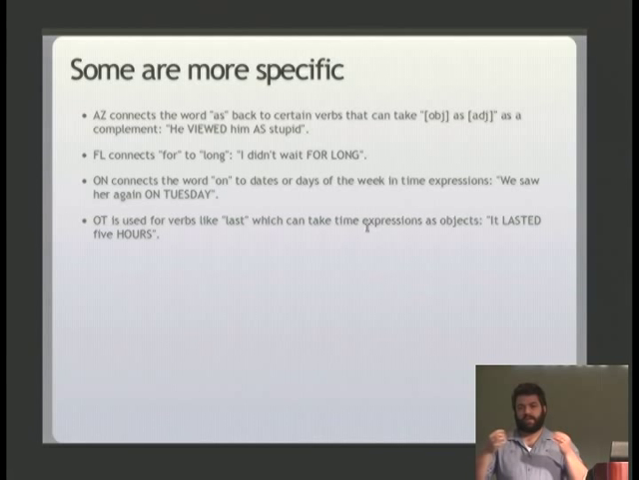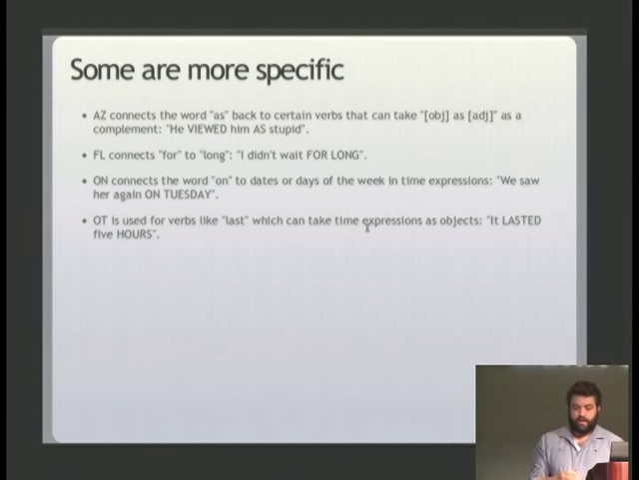Similarly, for long: I didn't wait for long. For and long go together in this idiomatic way that other words can't. It's not like you can say, oh, I didn't wait by long. That just doesn't work, it doesn't mean the same thing. Also, I pulled out a few. There's a bunch that deal with time expressions. There's all kinds of ways that time is talked about in an idiomatic way. Like on Tuesday, so on can connect to certain time expression words. Similarly, certain verbs are picked out that have to do with time expressions. So last, you know, it lasted 5 hours.